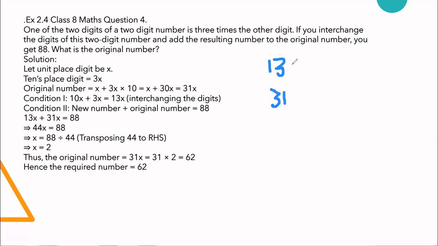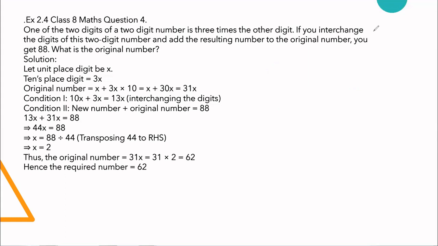31. So they are saying that if I add these both numbers, I must get the answer as 88. Okay. So actually the 13 and 31 are imaginary numbers. We have to just find out the numbers that will be equal to 88. I have just given an example. What do you mean by interchanging the digits of a two-digit number, adding the resulting number to the original number, you get 88. What is the original number? In our example, original number here is 13. In our question, we need to find our original number.